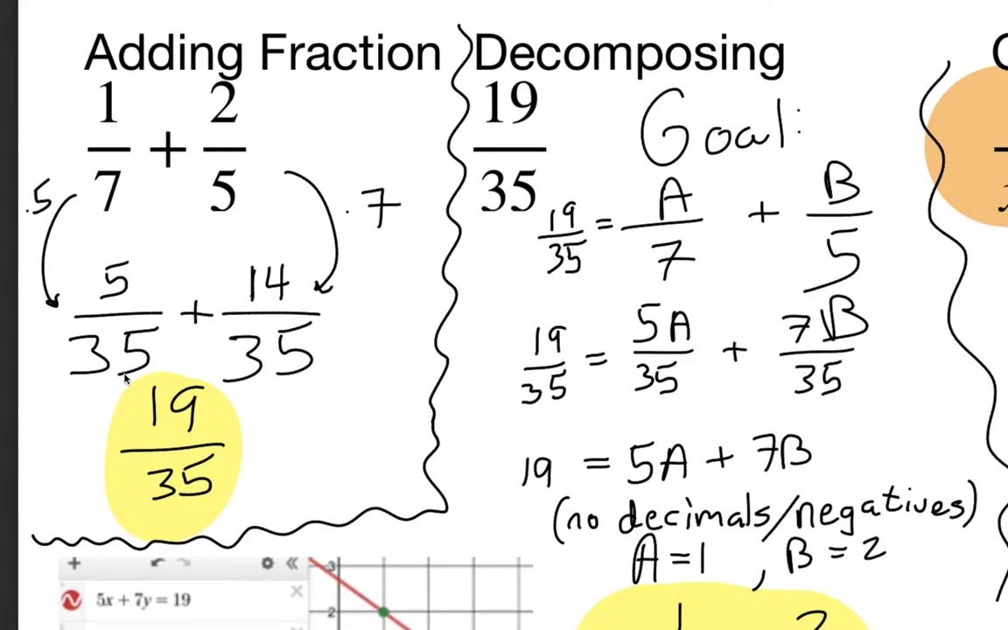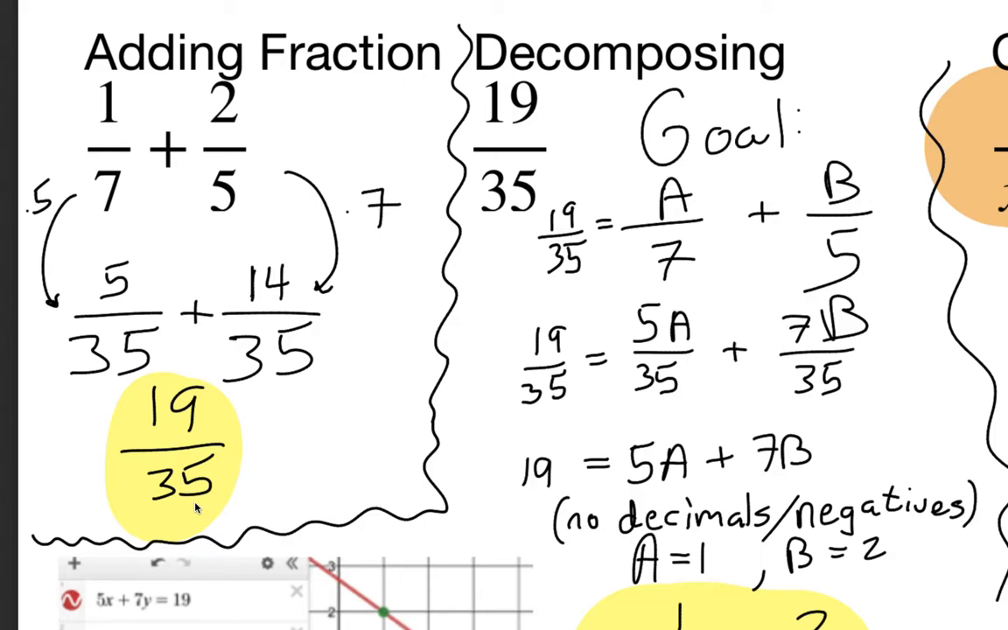In order to find that, often what you do is multiply the denominators of both fractions to get a common denominator. In this case, it's 35. Then you multiply not only the denominator but also the numerator to keep it an equivalent fraction. So you get 5 over 35 and 14 over 35. You get 19 35ths. That's the answer.